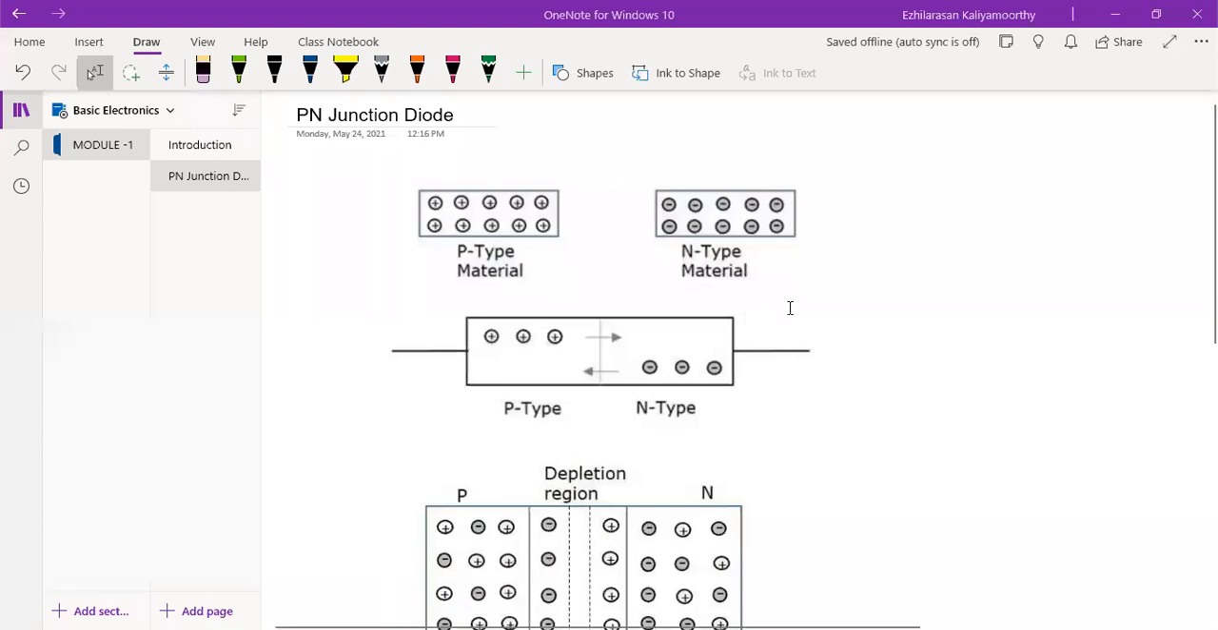We can say the energy gap for silicon is 0.7 electron volt, or we can say the cut-in voltage or the potential barrier voltage is nothing but 0.7 electron volt. But what about germanium? For germanium, it will be 0.2 electron volt, or sometimes they may say 0.3 also.